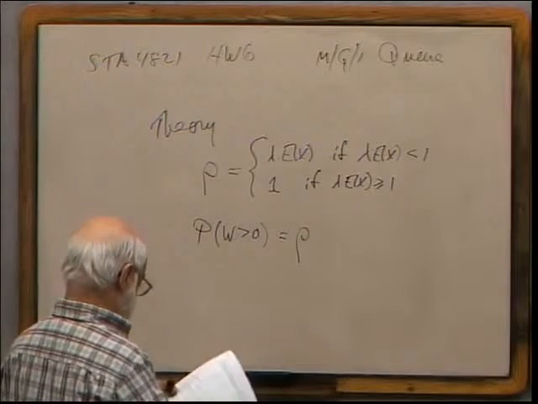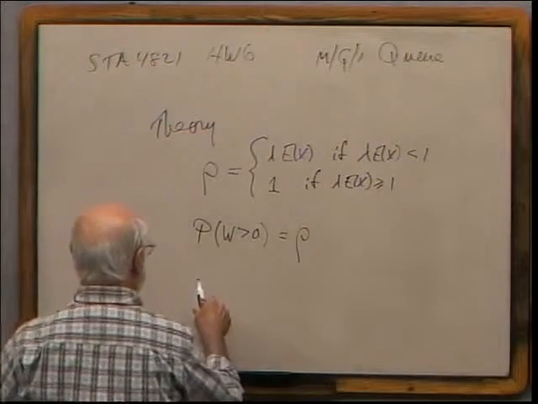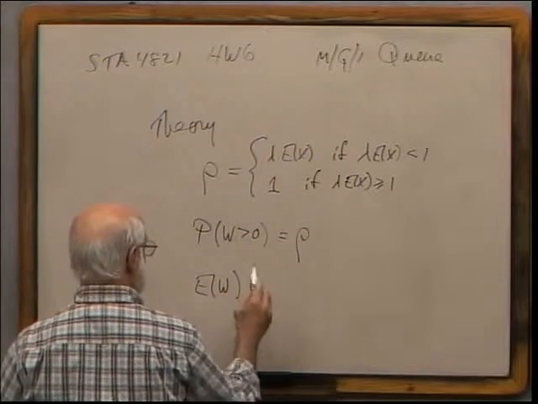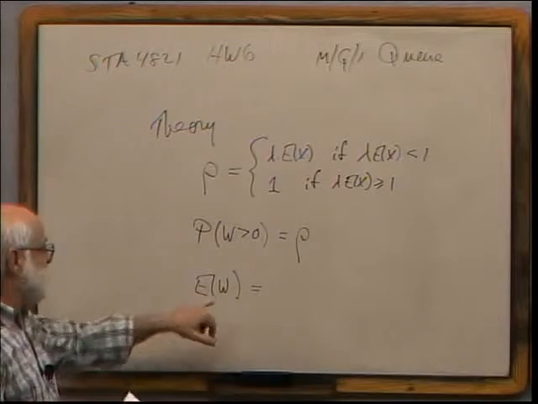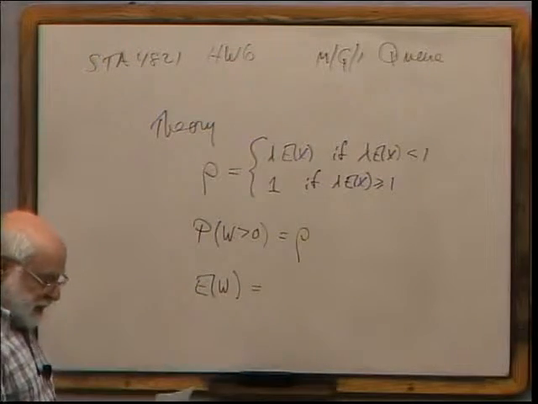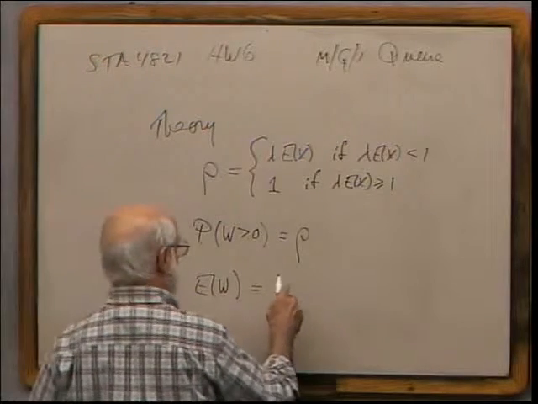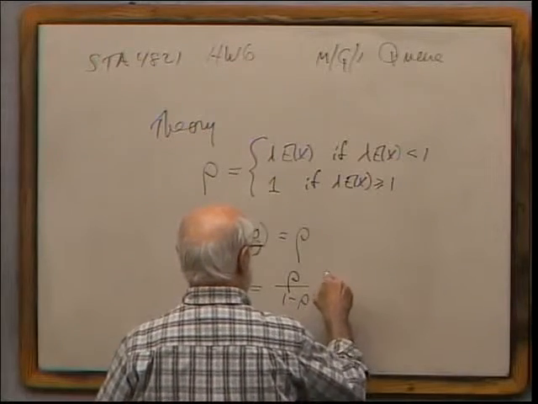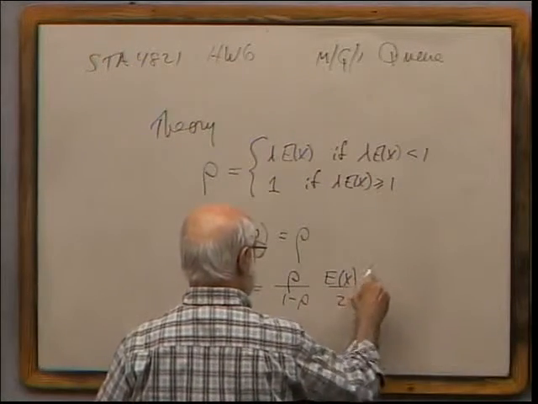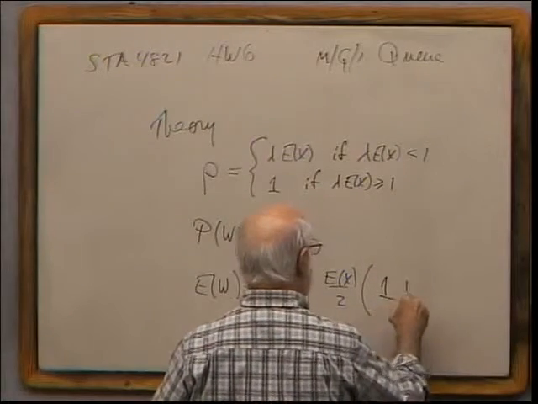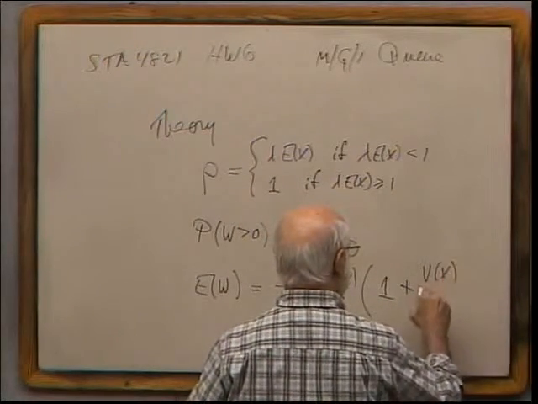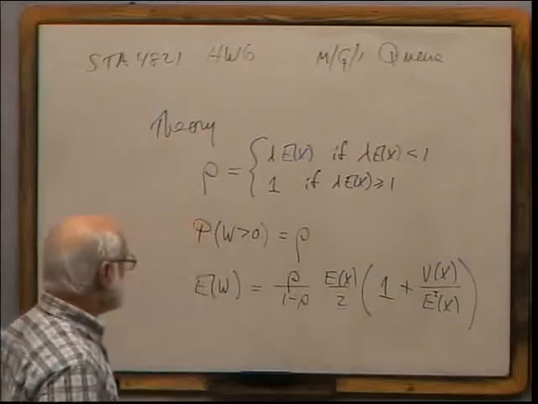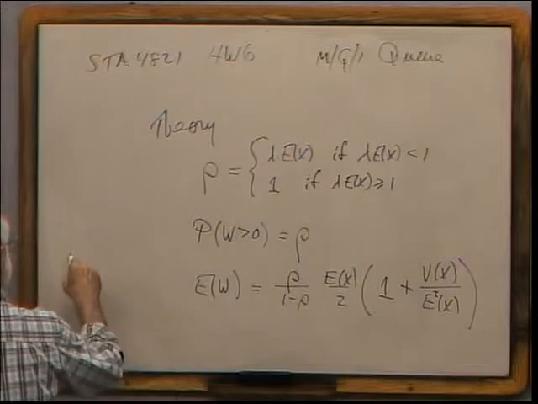And this is one of the important results here. This is called the Pollaczek formula. The average value of the waiting time. So in our homeworks, this is the average value of the waiting time when n is equal to infinity. The average value of the waiting time is given by this simple formula: rho over 1 minus rho, times E of x over 2, times 1 plus the variance of x divided by the square of the average of x. So this is the famous Pollaczek-Khinchin formula.